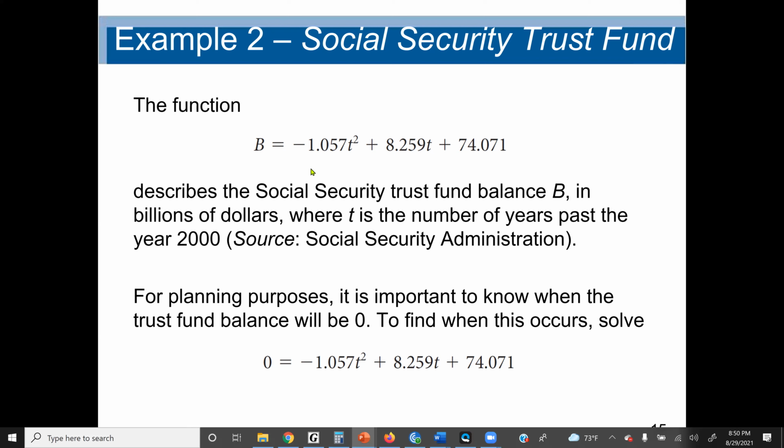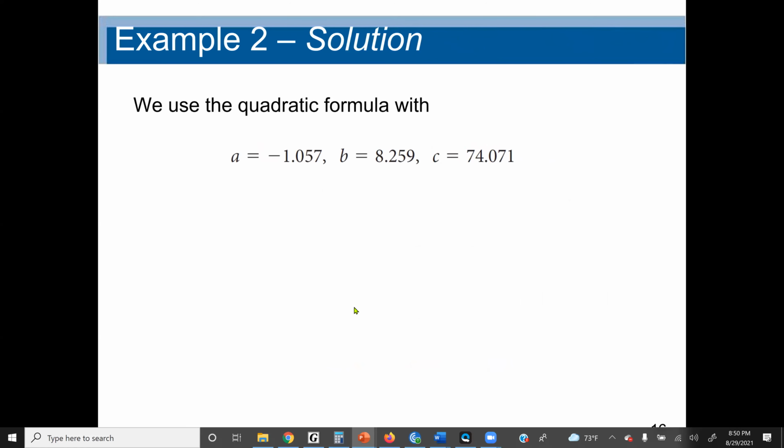So I can just look at the equation and say, okay, t squared, that means negative 1.057 is a. T, that means 8.259 is b. This is a constant value, so c will be 74.071. So we just plug these values into the quadratic formula and find the solution. And that's what we do here.